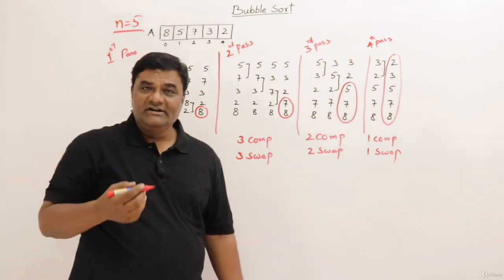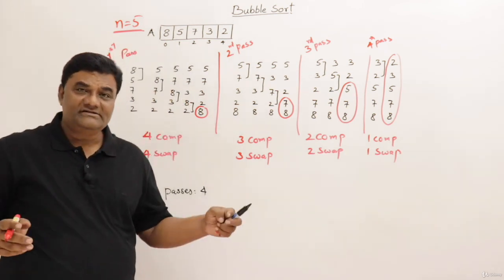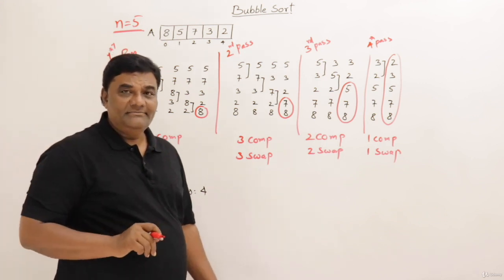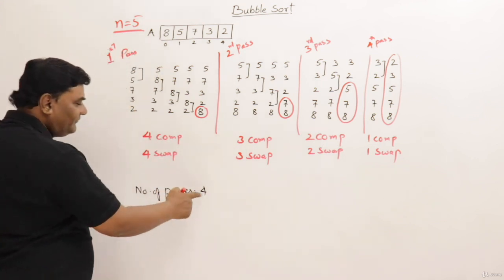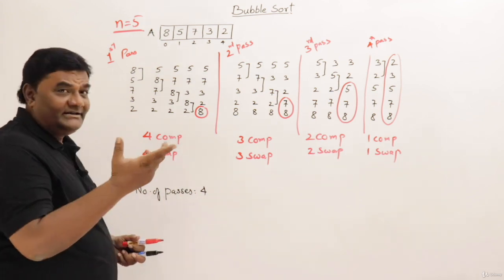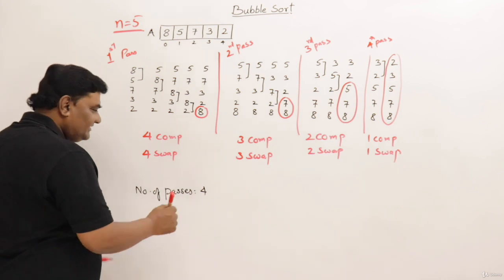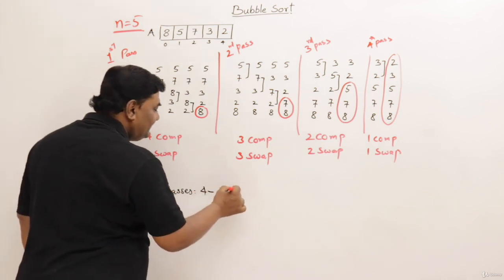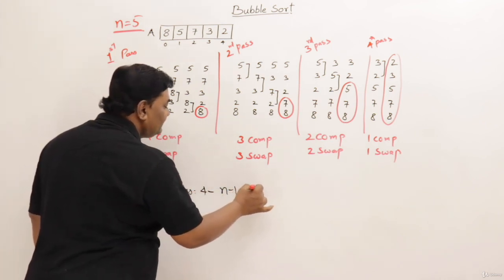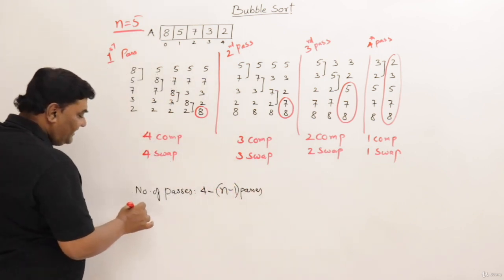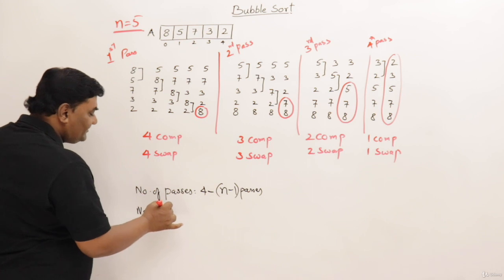When we are doing analysis, we should do it for n elements. N means whatever the number of elements may be. In our example, we have only 5 elements. So for 5 elements, 4 passes are there. Then for n elements, how many passes will be there? N minus 1 passes will be there. So this is n minus 1 passes. Yes, this is perfect.